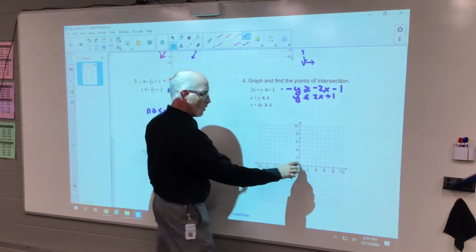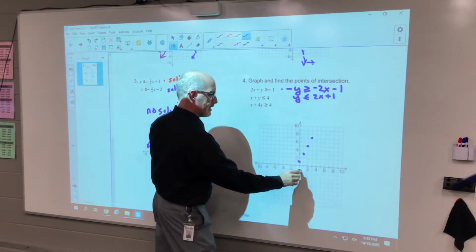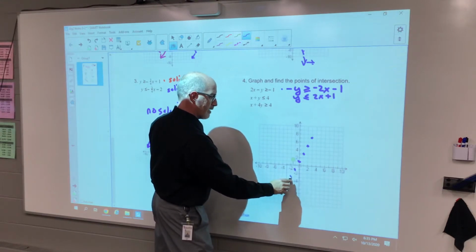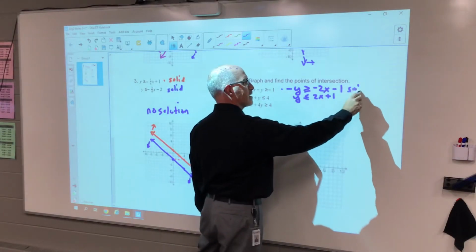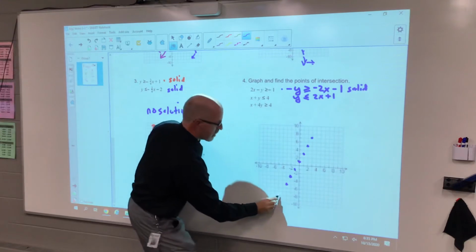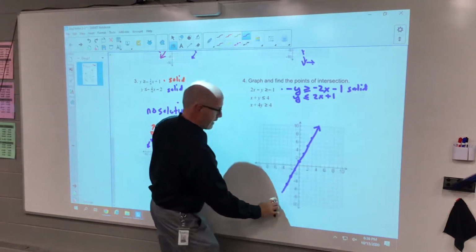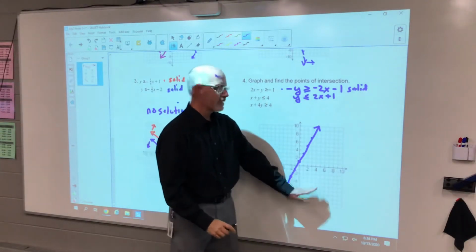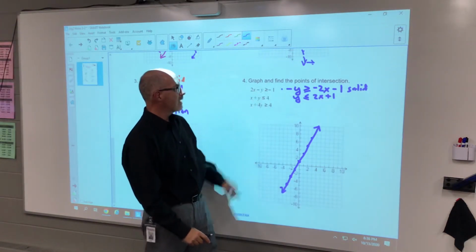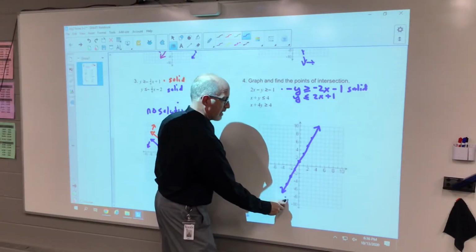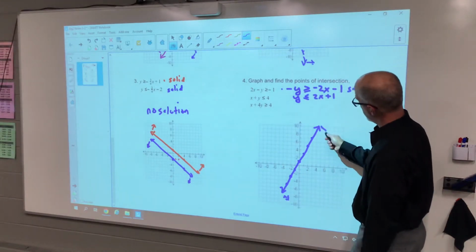I'm going to start this one at 1. I'm going to go up 2 over 1, up 2 over 1, up 2 over 1, down 2 over a -1, down 2 over a -1, down 2 over a -1. And this one will be solid. So I'm going to draw a solid line through these. Okay, 0, 0 is below this line. So if I put in is 0 minus 0 greater than or equal to a -1, and it is, so I'm going to shade on this side of it.